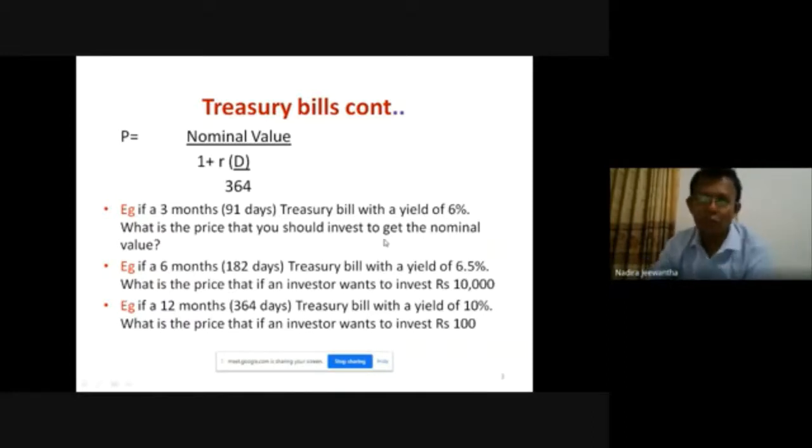So generally we go by the 100. Why? Nominal value is 100. To get 100, how much should I invest now? Then you can multiply with that the amount you are intended to invest. Generally we go by the nominal value of 100. To get 100 in 3 months' time, to get 100 in 182 days, to get 100 in 1 year's time, how much today I should invest? How do you find out? This is the formula.